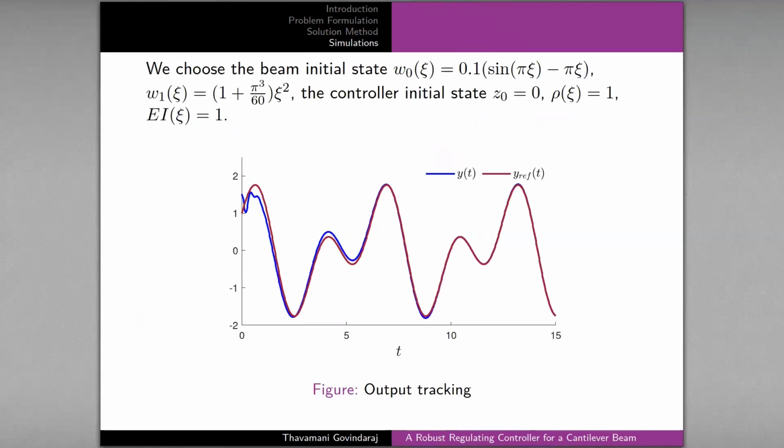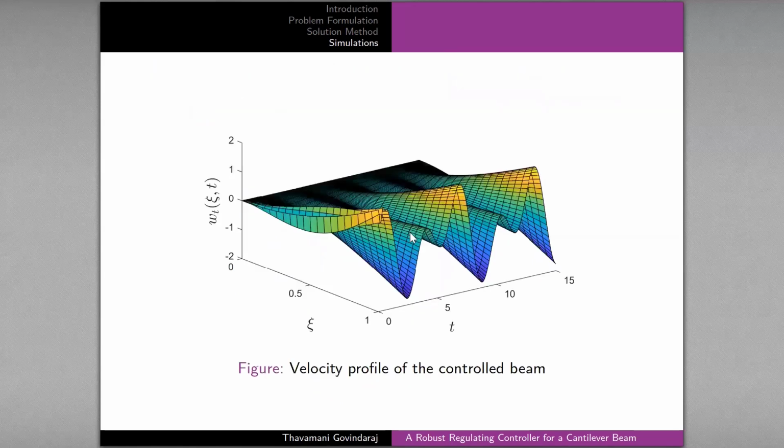Choosing some initial conditions for the beam system and the controller with constant physical parameters, we have run some simulations. We can see that the tracking is achieved asymptotically. We have also plotted the velocity profile of the controlled beam system.